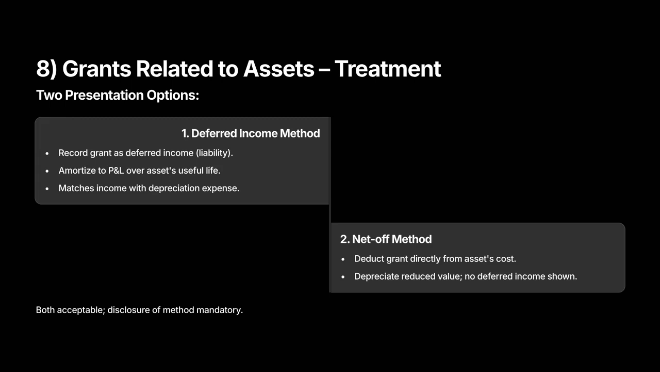Method 2, net off method. You directly reduce the asset's cost by the grant amount. Then, depreciation is charged on this reduced cost. Both methods lead to the same total effect over time, but the presentation differs. Whichever you choose, disclose it clearly in your notes to accounts.